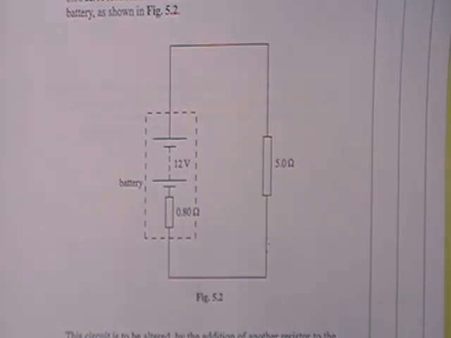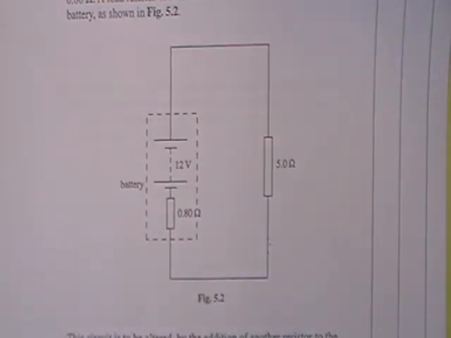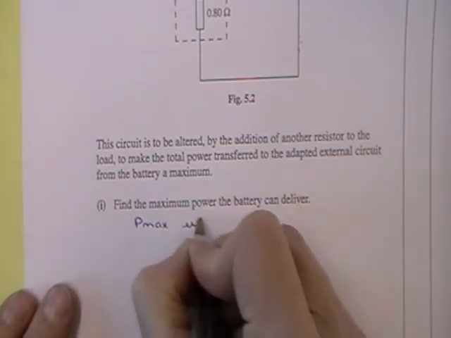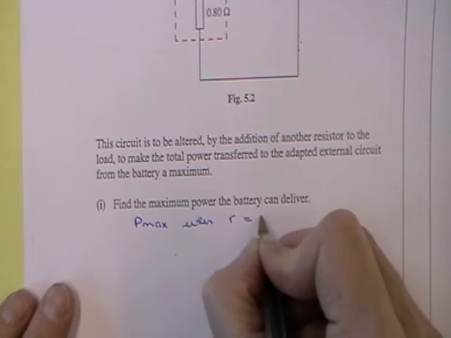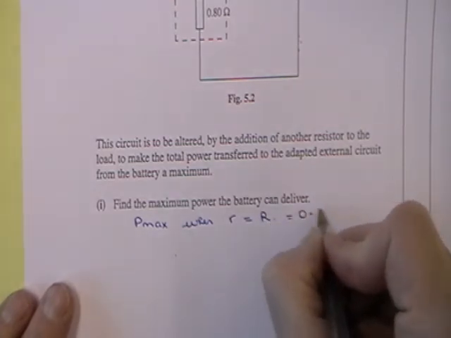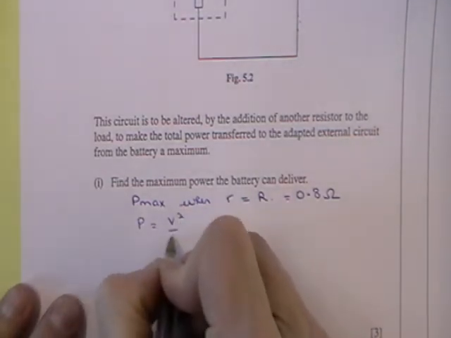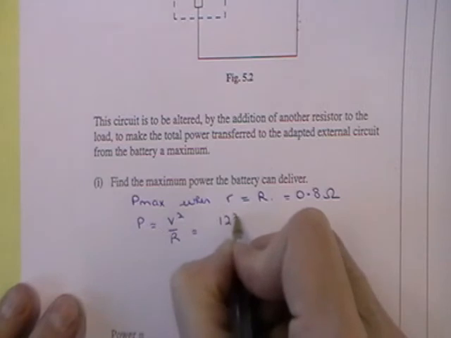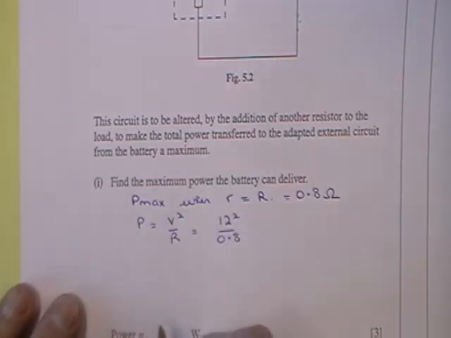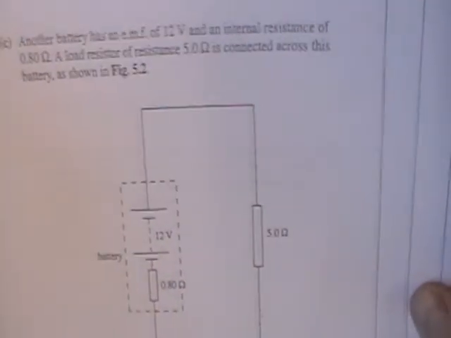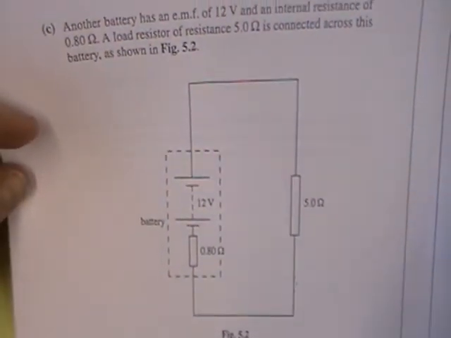But first of all, we're just going to make sure that we get our maximum power, with a wee simple calculation. You get maximum power transfer whenever the internal resistance r is equal to the external resistance, and therefore that's going to have to be equal to 0.8 ohms. And so we're just going to use P is equal to V squared over R, and that gives you 12 squared over 0.8, and that gives you an answer of 45 watts.